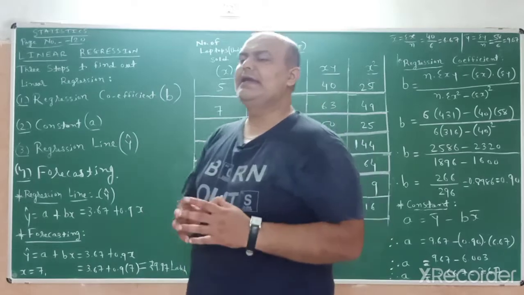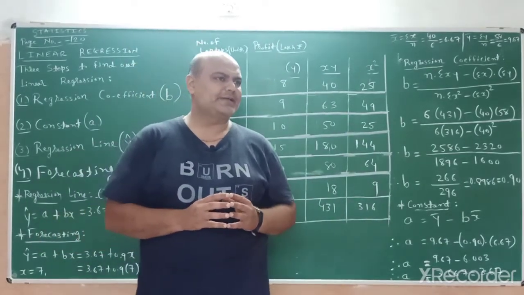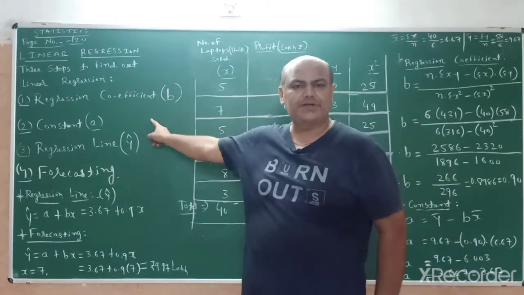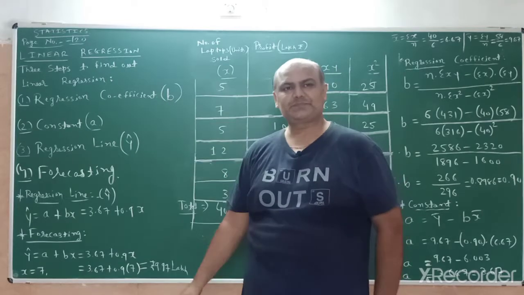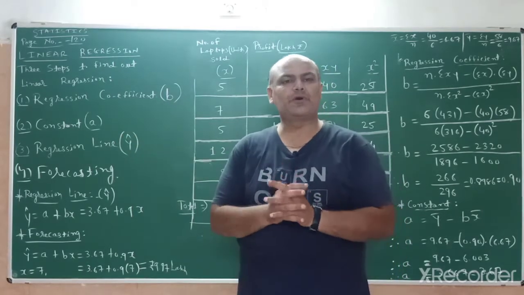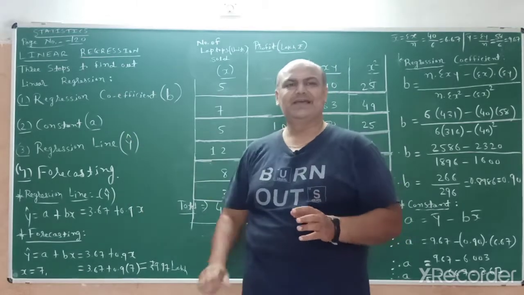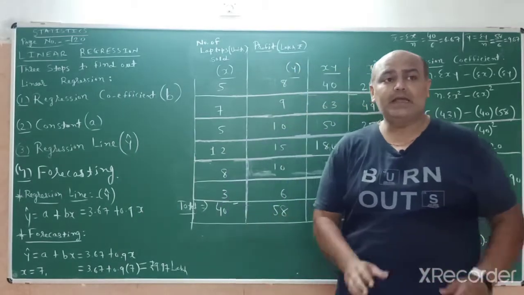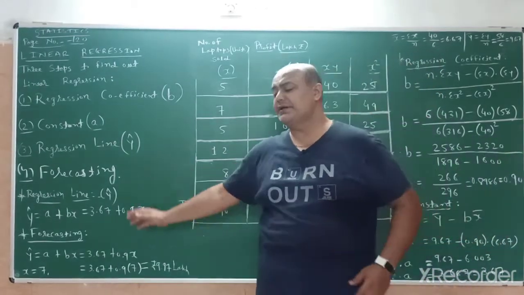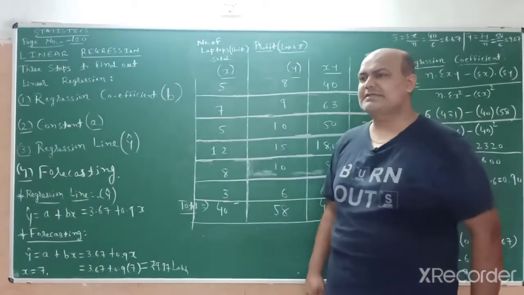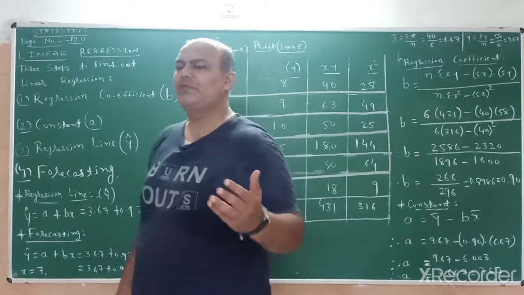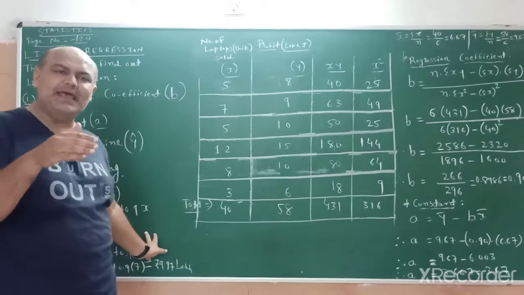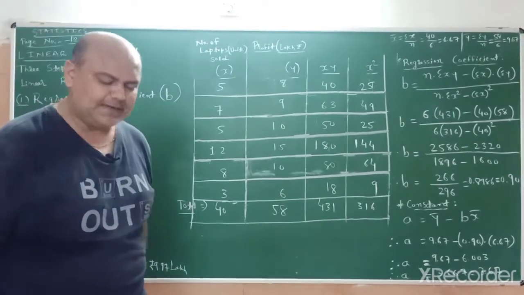To find the regression line, as we all know, there are 3 steps. First is to find the regression coefficient, that is B. Second step is to find the constant, that is A. And third step is the regression line, that is Y cap. And if it is asked in the question, then we also have to do the forecasting. Forecasting means in place of X, we put the values and get the answer of Y. From the known variable X, we have to find the unknown variable Y.